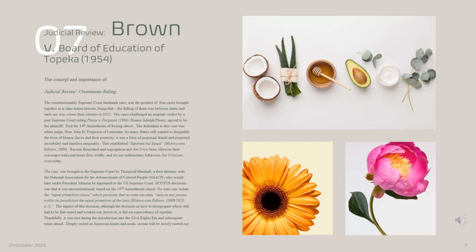The impact of this decision, although the decision on how to desegregate still had to be fine-tuned and worked out. However, it did set a precedence of equality. Thankfully, it was just during the introduction and into the civil rights era and subsequent times ahead, deeply rooted in American hearts and souls, racism was being slowly rooted out.